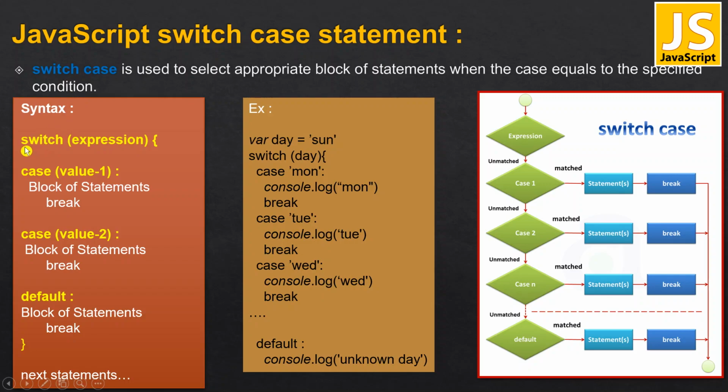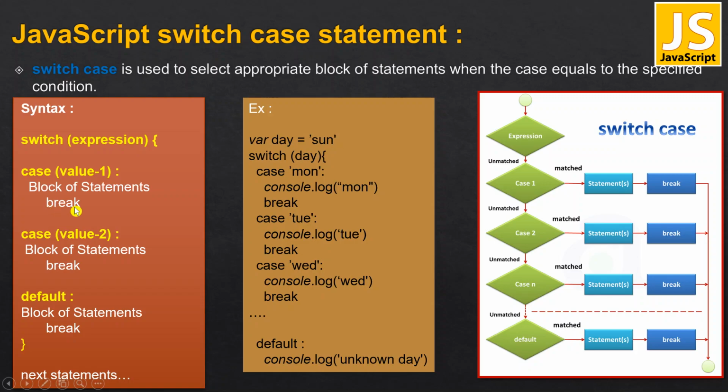The syntax is, we will use the keyword called switch and we will provide one expression. Then we will open the curly braces, and inside the curly braces we will give different cases. Suppose case 1: if that expression equals the value 1, then the program control comes to this case block and it executes this block of statements, and then the break keyword is provided.